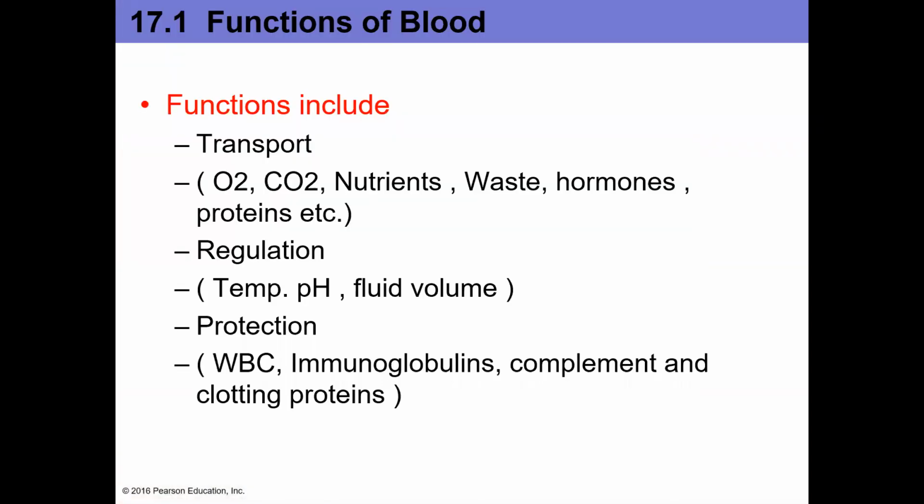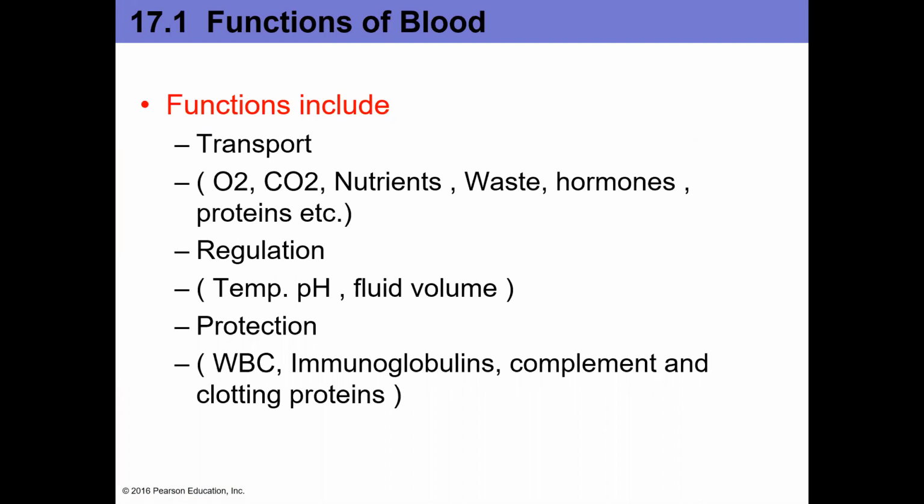Functions of the blood. It's listed here. Transport. It transports oxygen, carbon dioxide, nutrients, waste products to the kidneys, and then outside of the body in a form of urine or urea. It also transports hormones, proteins, etc.